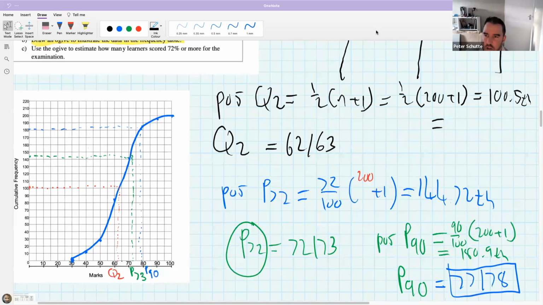Okay, last question for the day. How many students got above 78% for this test? How many students got above 78% for this test?